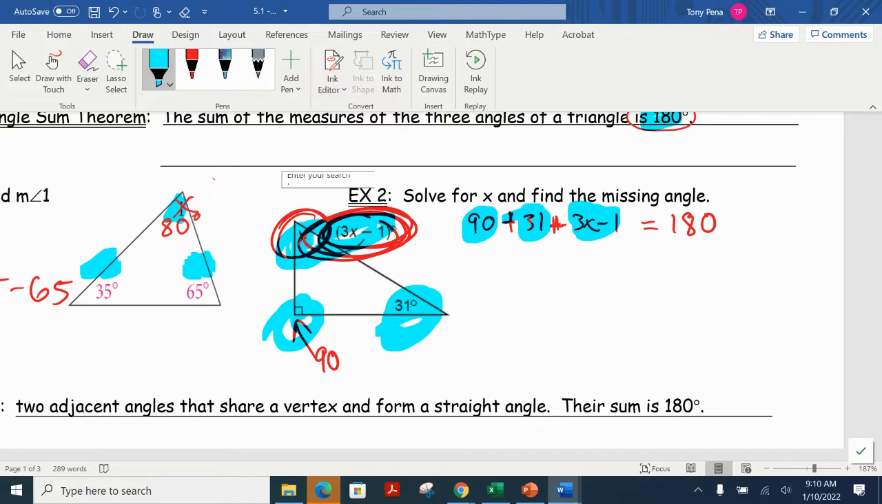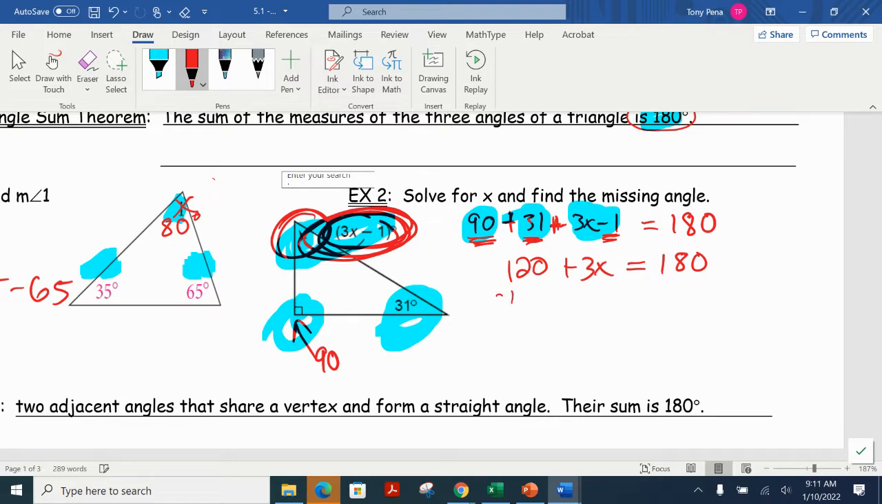Okay, so we did a bunch of these over the last year and a half. We want to simplify this side, so you're going to do 90 and 31, minus 1, if we combine all of those like terms, so you may need a calculator as we're doing a lot of computations with all of these. That's what, 120? And then we still have 3x equals 180. So I did 90 plus 31, that's 121. Subtract the 1, that's 120. You still have the 3x, set that equal to 180.